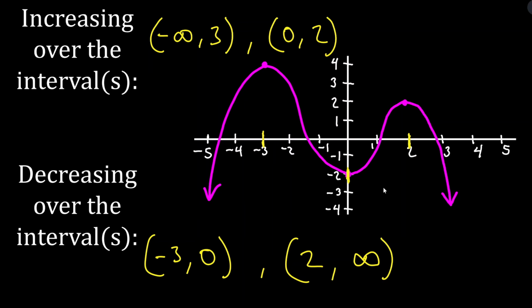Again, these are describing x values. And we always use parentheses here. We never use brackets. We don't include the endpoints because the function is neither increasing nor decreasing when it hits these sort of peaks. And you'll learn about that if you ever take calculus. Pretty fun stuff. All right, let's try one more example.